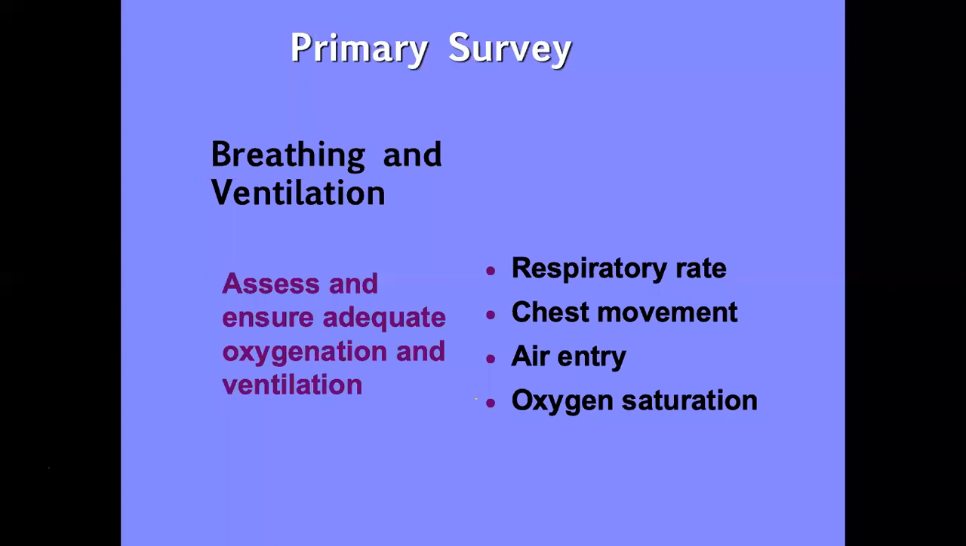Now, the second one is breathing and ventilation, which you can assess by the patient's respiratory rate, difficulty in breathing or use of secondary muscles. Then you can auscultate the chest for air entry, and then you can check the oxygen saturation. Tympanicity on percussion is a very, very good test, which you should also always use to find out whether the patient may have developed a hemothorax or a pneumothorax.